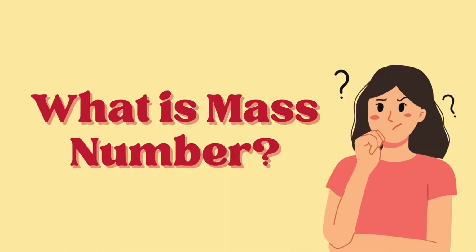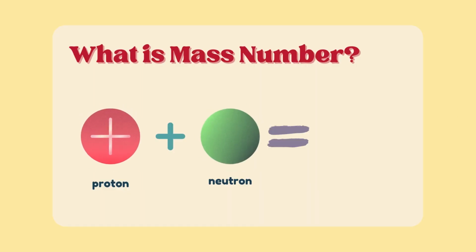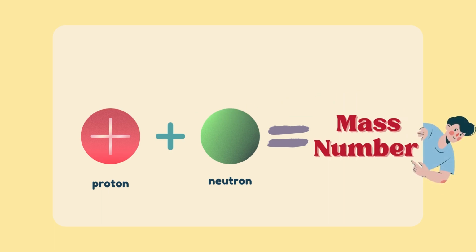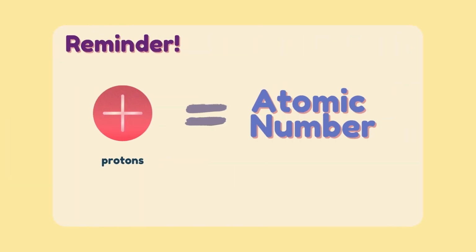What is the mass number? It is defined as the total number of protons and neutrons in an atom. In other words, the number of neutrons of a specific element is added to the number of protons of the same element. We need to always remember that the number of protons is also the atomic number.